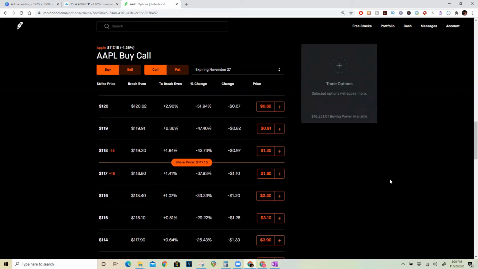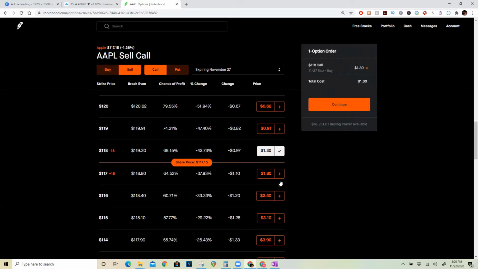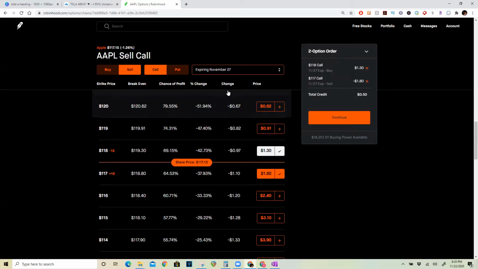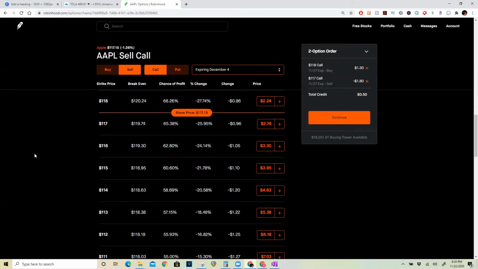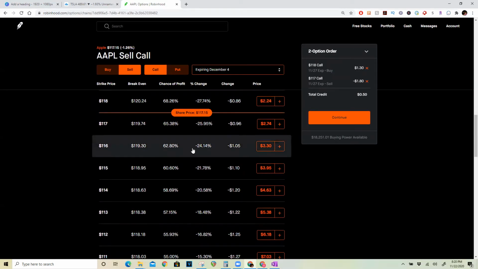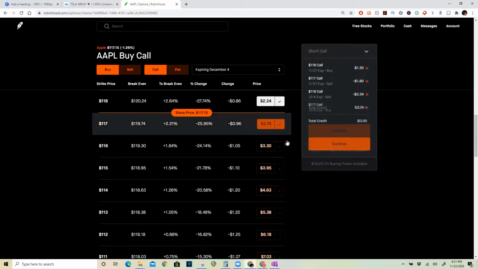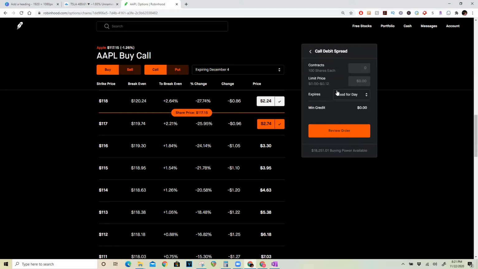The second way to adjust your debit spread is to roll it over to a different expiration date, where you would buy back your 118 call, sell the 117 call that you bought, and go to another week, a 1 week or 2 week, depending on what you want. Say you go to December 4th, and you could potentially buy the same spread. You could sell the 118 call, you could buy the 117 call, and they're actually priced in such a way right now that you may actually get a credit.